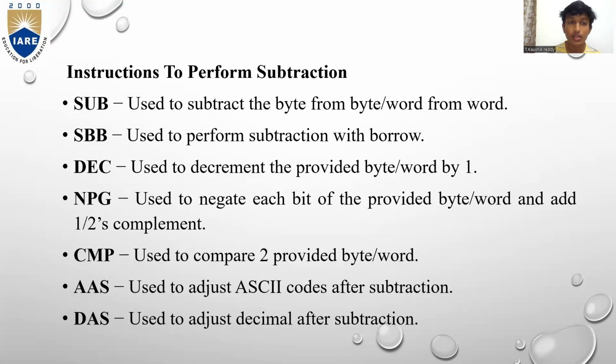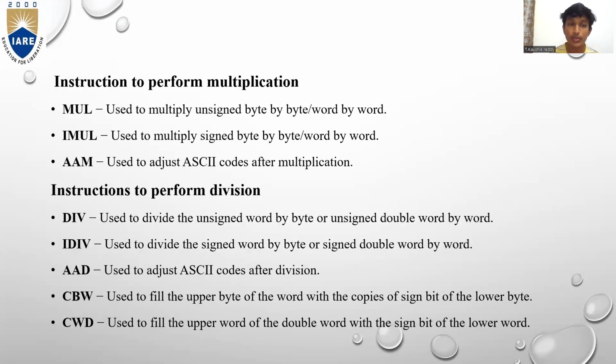Instructions to perform subtraction. These are the basic instructions for performing an arithmetic operation like subtraction: SUB, SBB, DEC, NEG, CMP, AAS, and DAS. No need to go deep. We know the basic meaning of subtraction, so you can work it out accordingly. The instructions to perform multiplication are MUL, IMUL, and AAM. And instructions to perform division: DIV, IDIV, AAD, CBW, CWD.